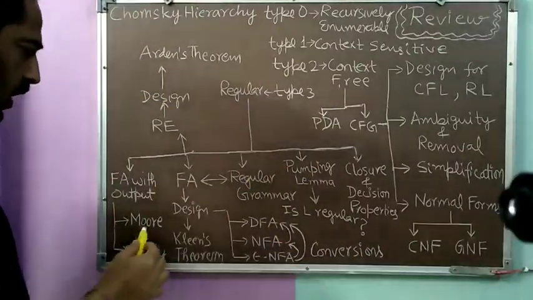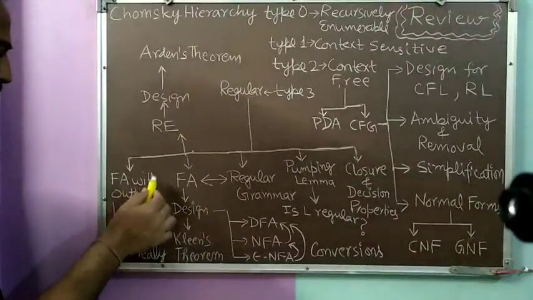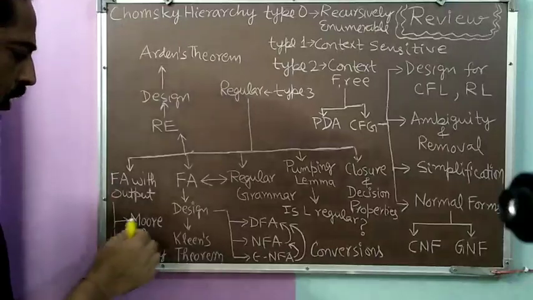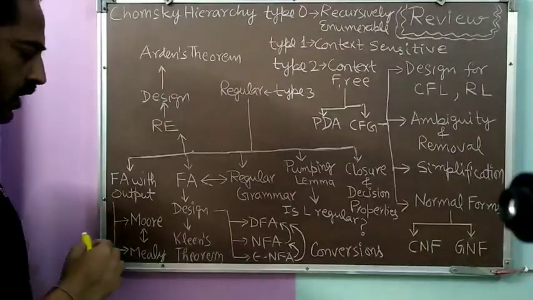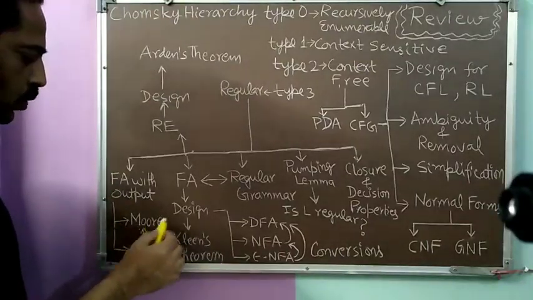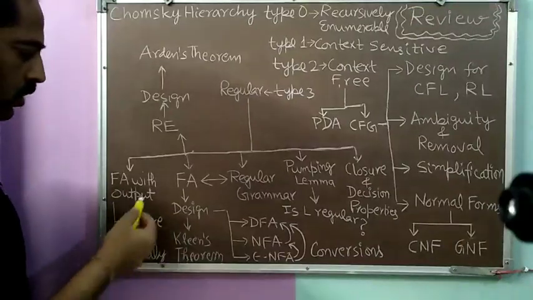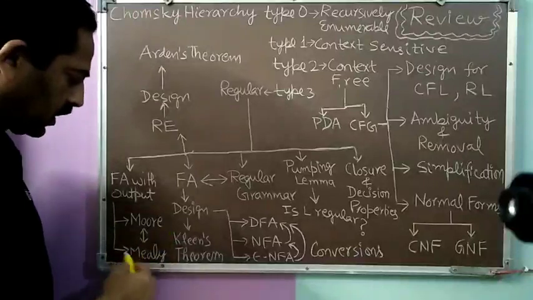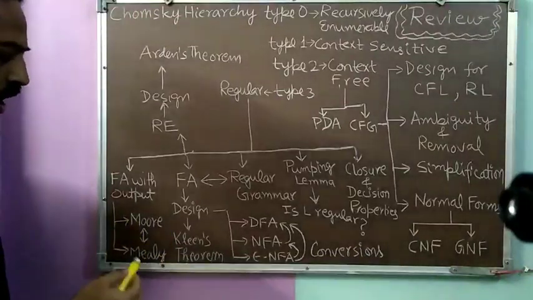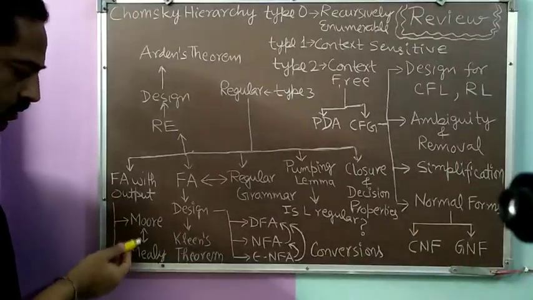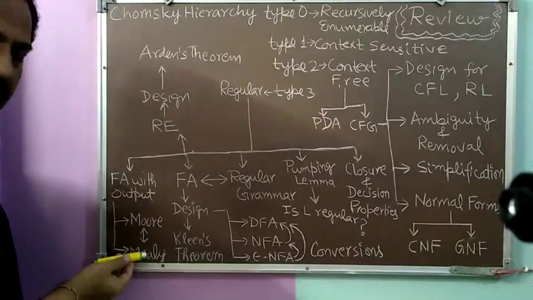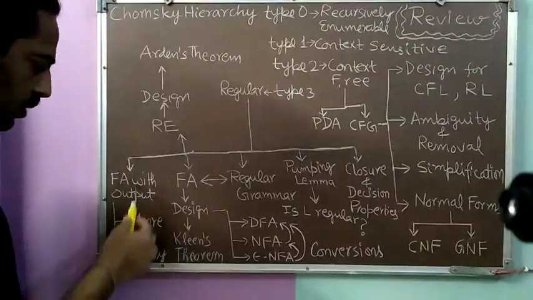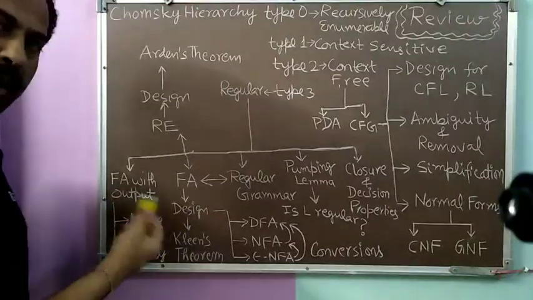Then in FAs as well, we have also discussed the FAs with output. In the FAs with output, we have discussed two kinds of machines. These are the Moore machine and the Mealy machine. So we have looked at what the Moore machine is and what the Mealy machine is, and then we have seen how we can convert a Moore machine into the Mealy machine or a Mealy machine into the Moore machine. So from the point of view of examination, these kinds of conversions are important.